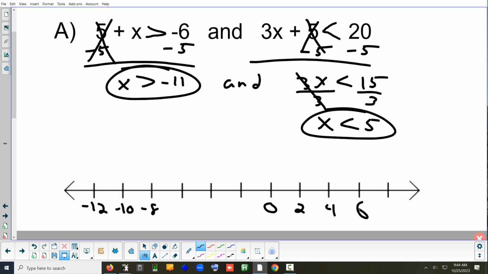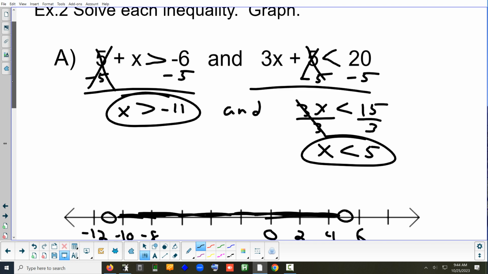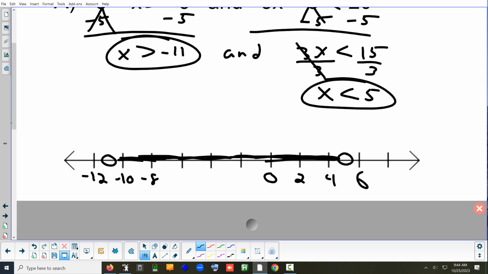Okay, what kind of circle on negative 11? Open. Okay, how about Marie, what kind of circle on 5? Closed. Wait, no, open. So I got my circles. And where do I shade? Between or opposite? Between. Yeah, we're going to shade between because it's an "and." So that is what you get for number 2A. Question on that one?